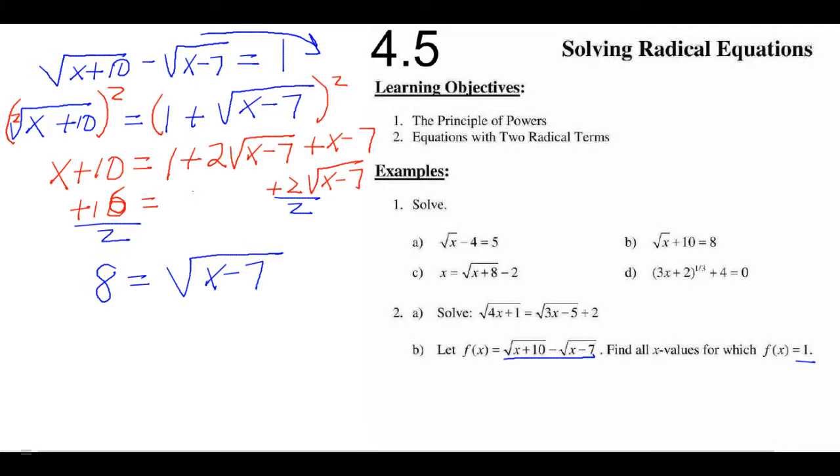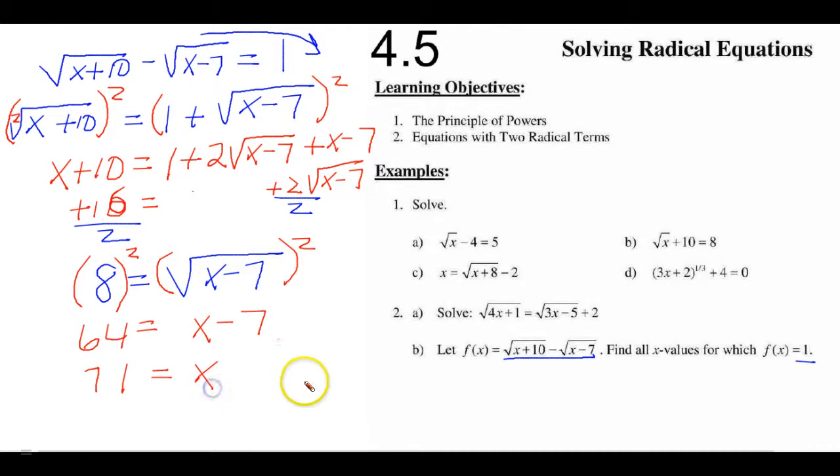So again, we're going to square both sides. Raising this radical to its index number just gives me the radicand. Now I'm going to take this negative 7. To get rid of it, I have to add 7 or just transpose it. This gives me 71 equals x, and that checks.